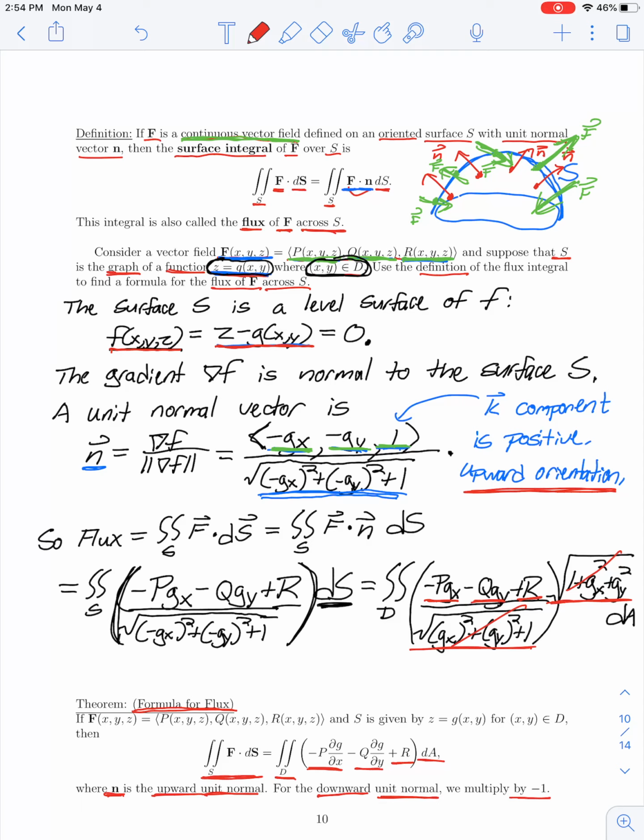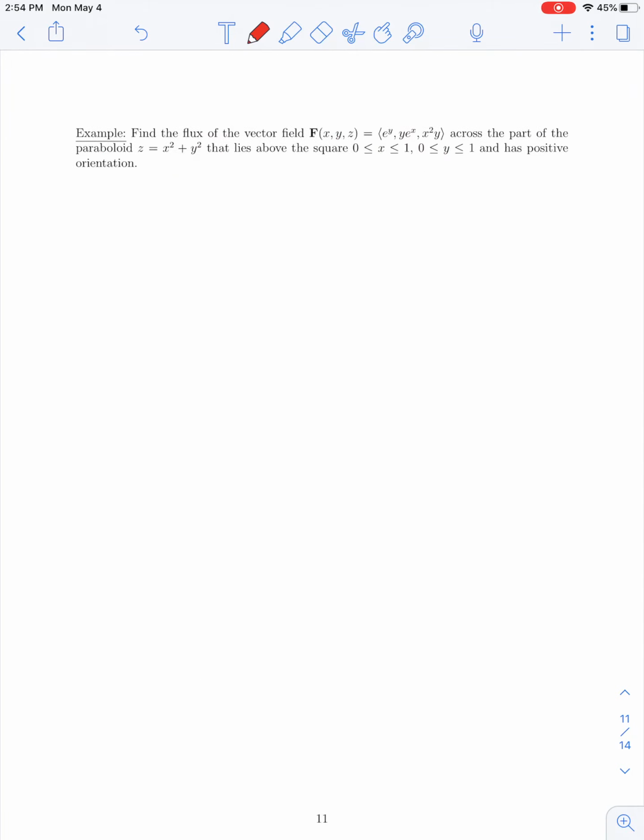So now that we have a way to calculate flux by converting to a double integral, let's look at some examples. So in this first example of calculating flux, we are asked to find the flux of this vector field, whose component functions are given, across the part of the paraboloid z equals x squared plus y squared, so a circular upward opening paraboloid, that lies above the square, where x ranges from 0 to 1 and y ranges from 0 to 1, and which has the positive orientation.